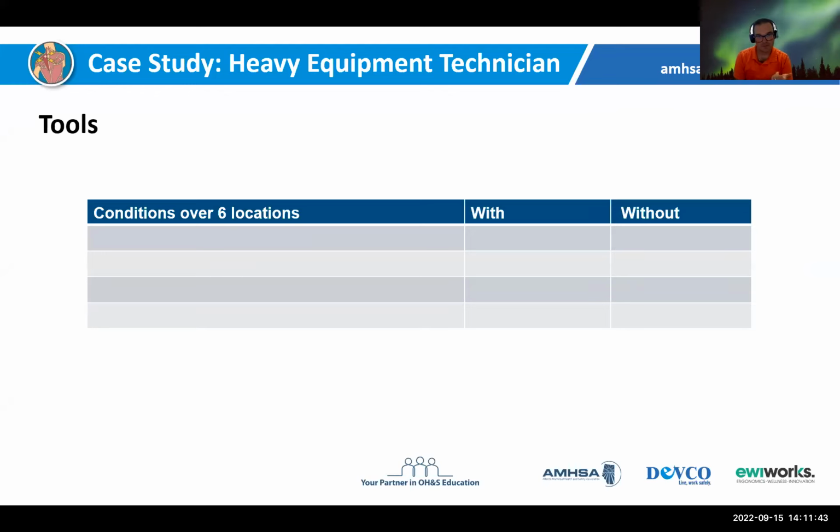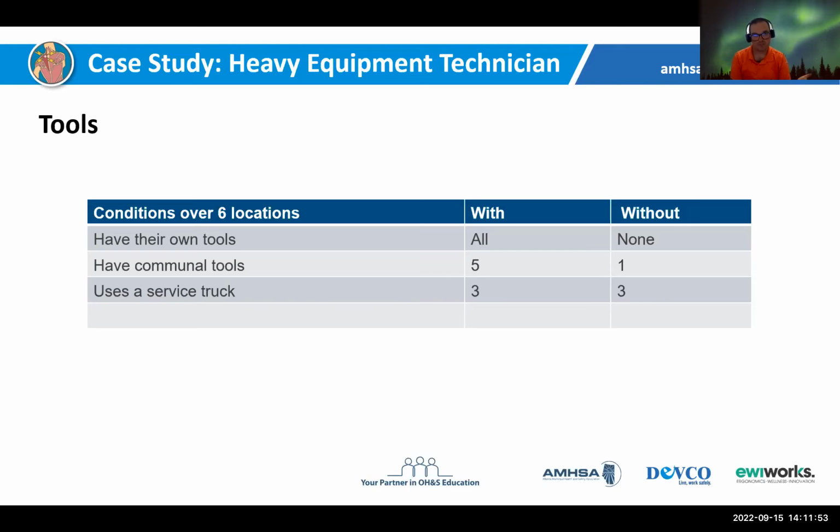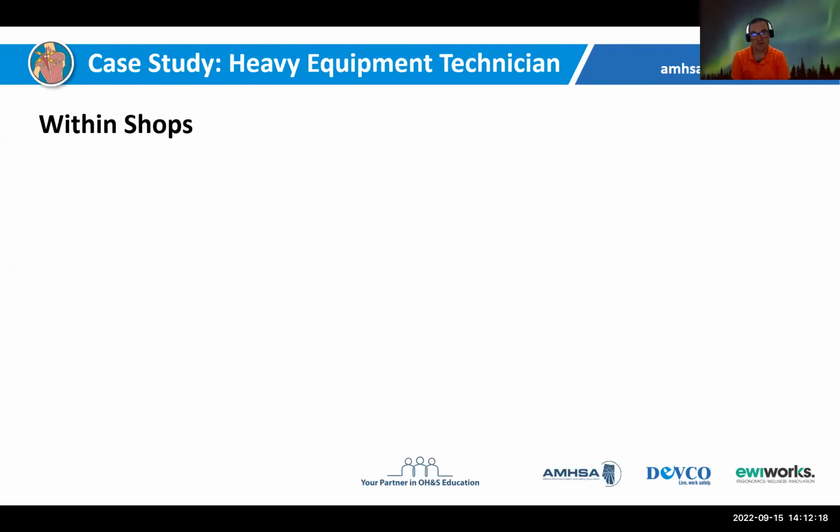When we look at the tools, again, all shops have some aspect of each technician having their own tools, but then there's a lot of shops that have communal tools, with differences between some that do and some that don't. About half the shops used a service truck. Some of them used a torque wrench for wheel securement. Some of them didn't work on wheels at all. So again, there's these little differences between the types of tools that they're using, not to mention the weight and size of the tools being different within shops as well.